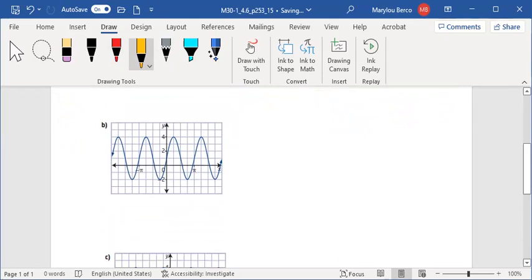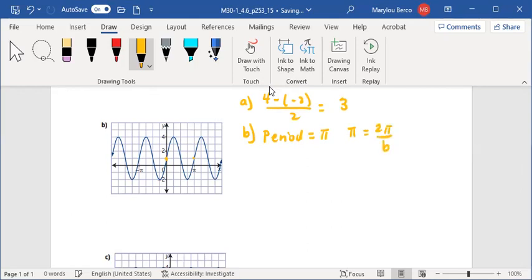B. Okay, let's do the amplitude for A, and that is 4 minus -2 over 2, which is 3. The period, if we take a look, the period is pi minus 0. So the period is equal to pi. So pi equals 2 pi over b. B equals 2.